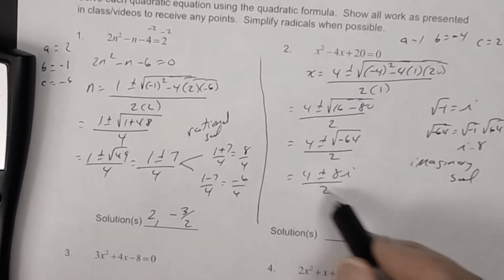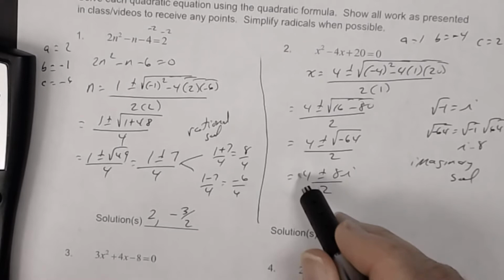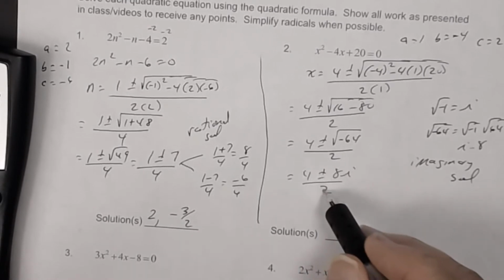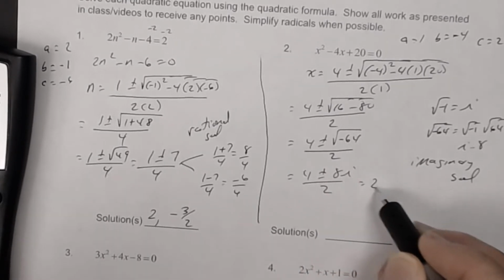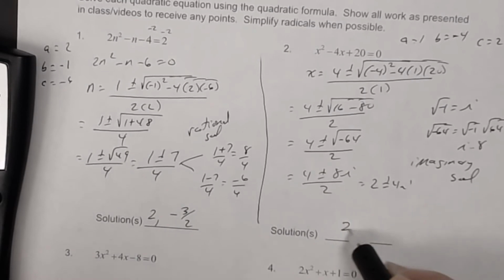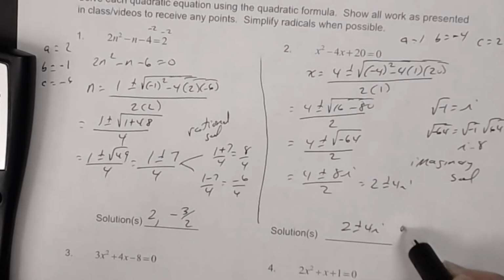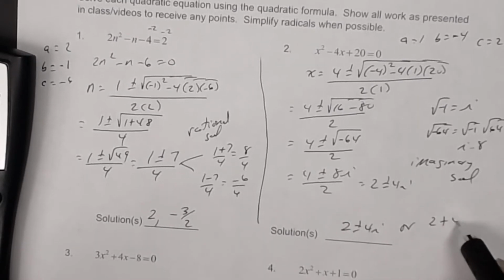Okay, but I can reduce this because both terms of the numerator are divisible by 2. So that becomes 2 plus or minus 4i. So 2 plus or minus 4i. And if you want to, you can write this as 2 plus 4i, comma, 2 minus 4i.